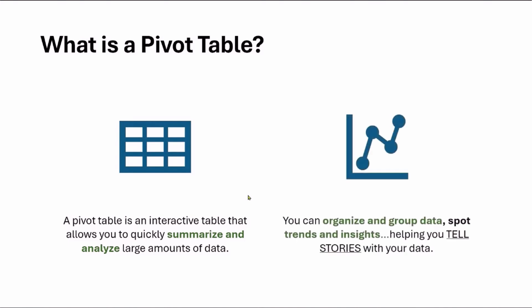Once it becomes a pivot table, you can organize and group data. You can start to see trends because you see these cross-reference relationships between them, and ultimately tell stories around your data. Otherwise, when we get flat data that's taken in from another external source, we can't really tell stories around it, but pivot tables allow us to do it.